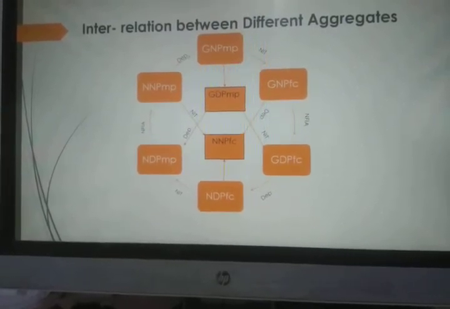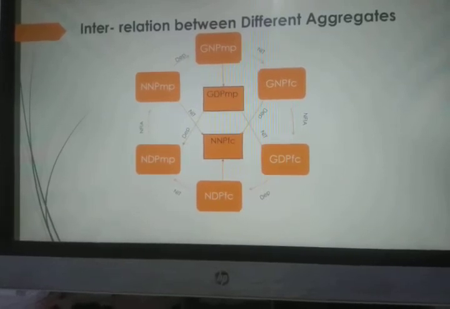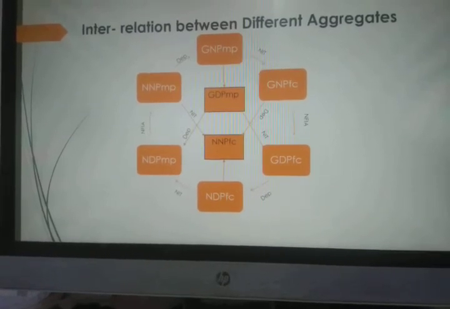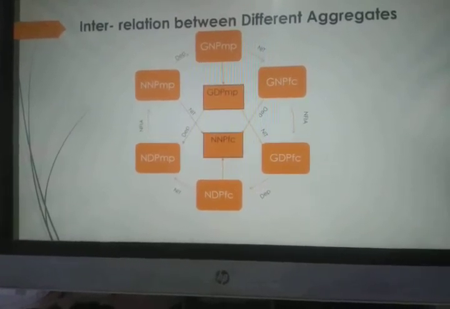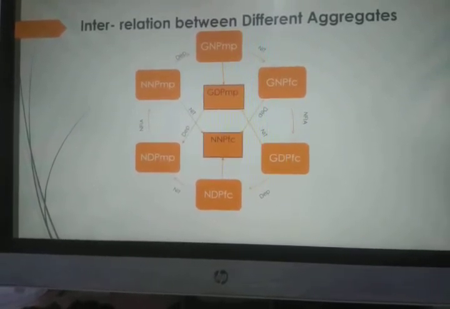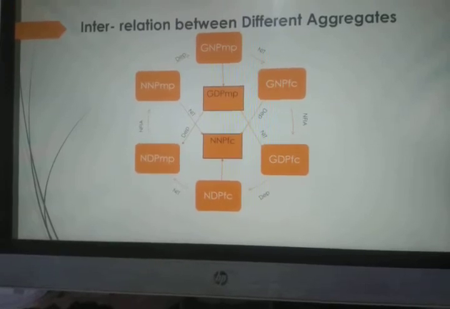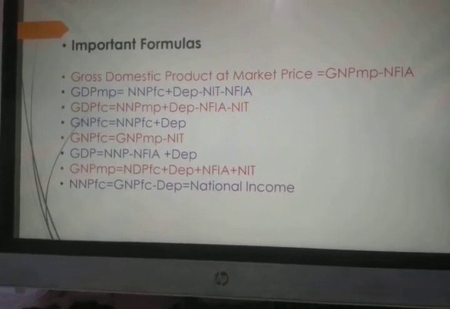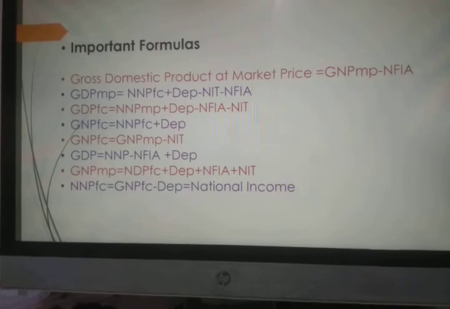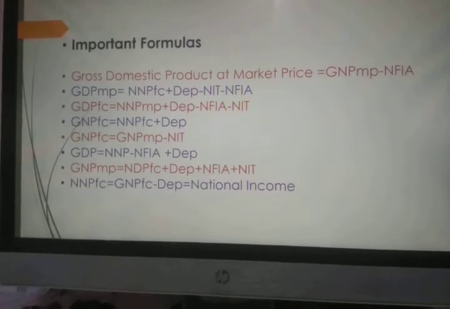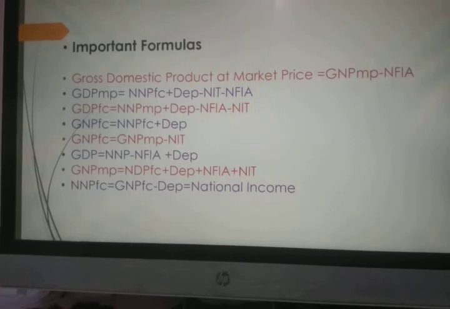So that is how you have to understand the relation between these related aggregates so that you can arrive at the two required pieces of information, and that is your national and domestic, which is very, very important to calculate and estimate the economic condition of the country. Now this can be derived in a formula, and it is derived here. You can see very well that GDP is gross domestic product at market price, and if from GNP MP we deduct NFIA, we arrive at GDP at MP.